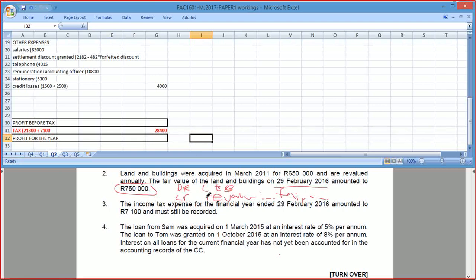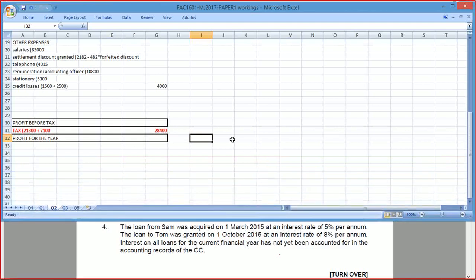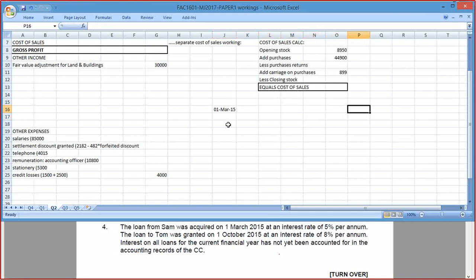Okay, number 4. Do I need this? The loan from Sam was acquired on the 1st of March 2015 at an interest rate of 5% per annum. The loan to Tom was granted on the 1st of October 2015 at an interest rate of 8% per annum. Interest on all loans for the current financial year has not yet been accounted for in the accounting record of the CC. I do need it, right?